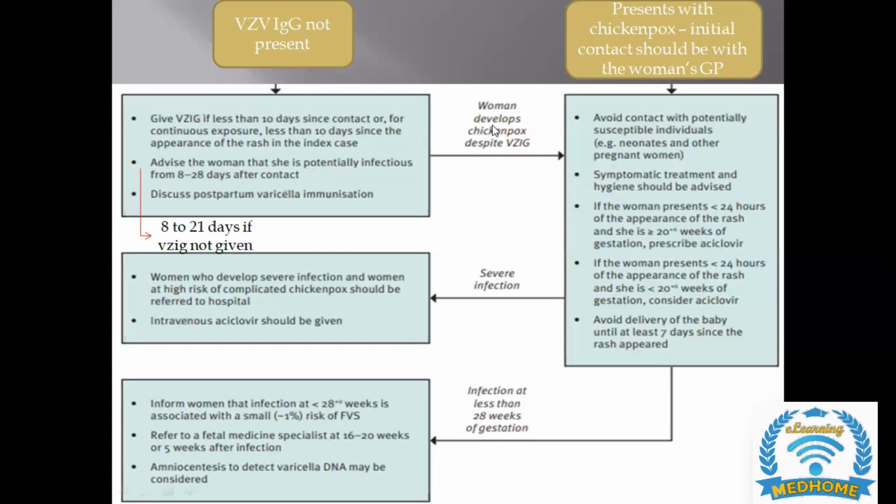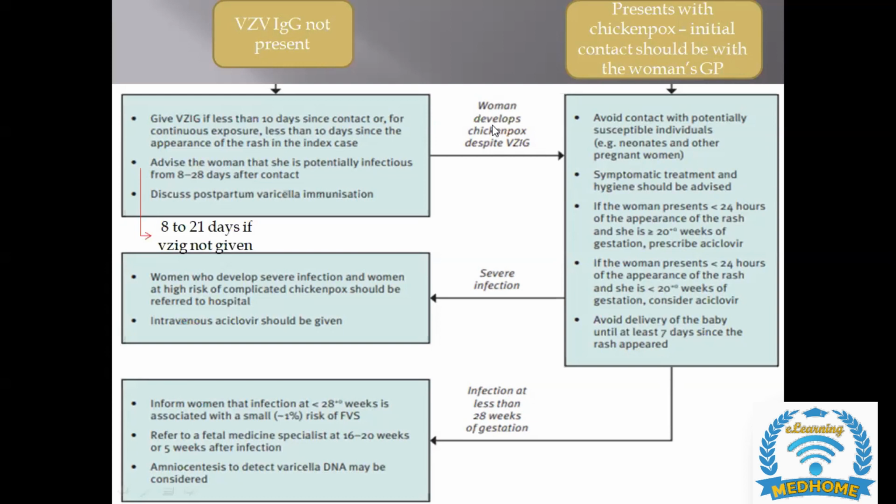This scan will be done at 16 to 20 weeks. At 20 weeks we usually do the anomaly scan. So take a period of 16 to 20 weeks, or 5 weeks after infection. Can anyone tell me why 5 weeks after infection? To see the changes, because anomaly changes occur after that. Yes, exactly. Most of the changes after chickenpox appear after 5 weeks or by 16 to 20 weeks, because it is the time when most of the anomalies can be picked up. So, 16 to 20 weeks or 5 weeks after infection.